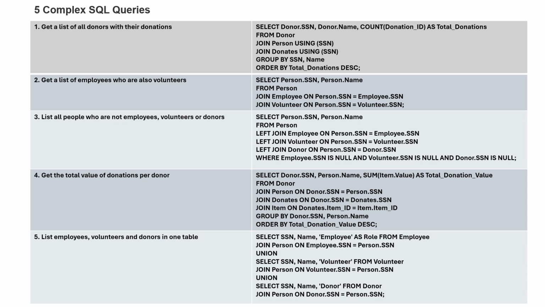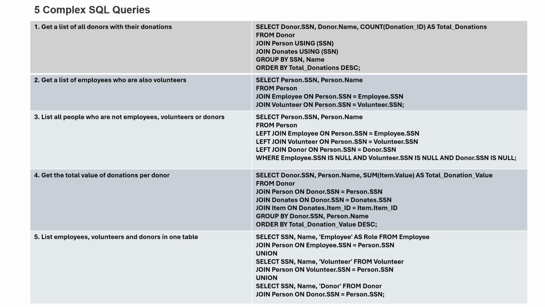We use a select statement to specifically tell it we want to return the donor's social security number and the donor's name, and we use count to calculate the number of donations. And we use USING SSN to match each column, meaning each donor is matched with their corresponding details. This query joins 3 tables to get donor details and their donation histories.